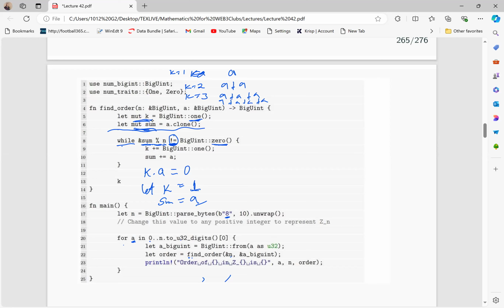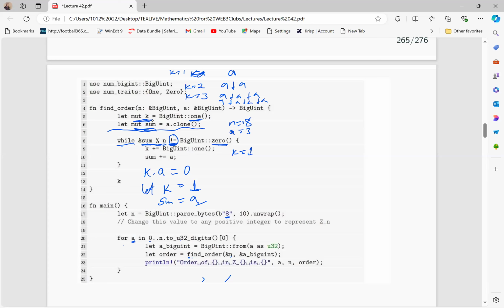Let me show you, for instance. Let me talk of 8 as our n, and talk of a as 3. So we've just made k to be 1.